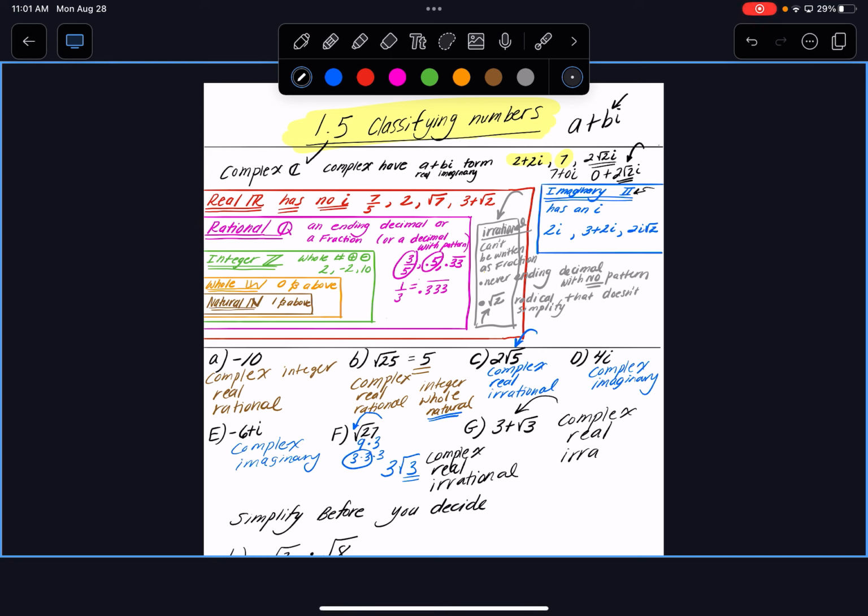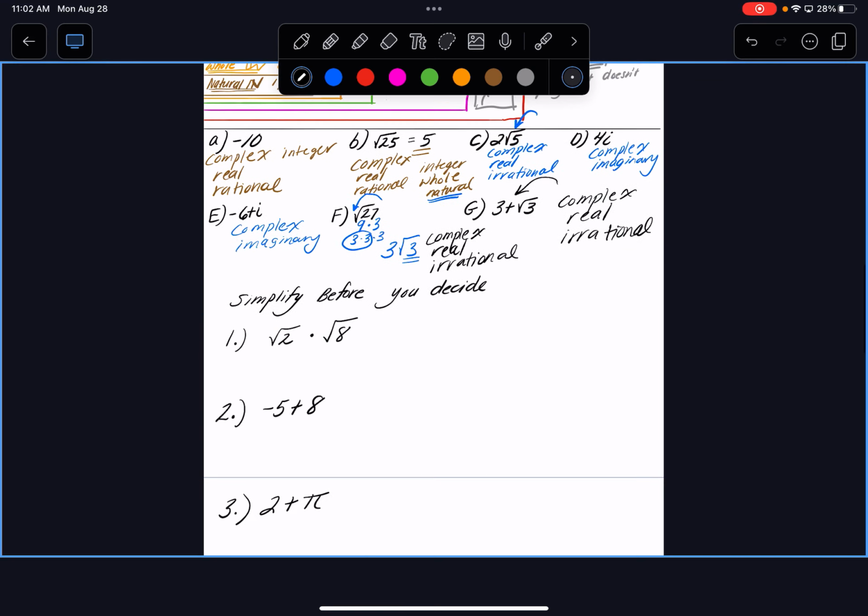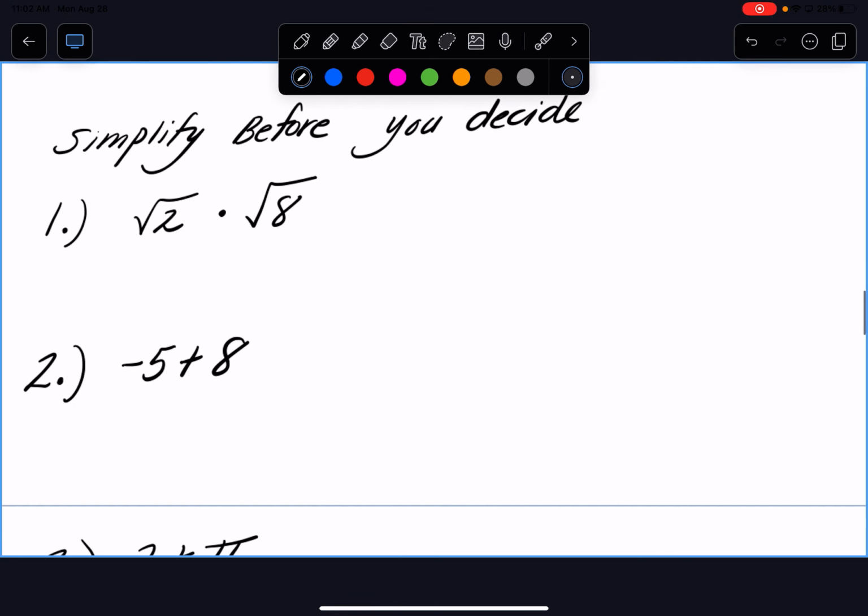It's irrational. There's a radical that doesn't simplify. Yes, isn't that true? All right. Easy. So I have to scroll down to my next examples. I'm going to be away from my little chart, so you need your chart to help me out. Like I said, simplify before you decide your answer. If you see root 2 times root 8, I need you to remember this.